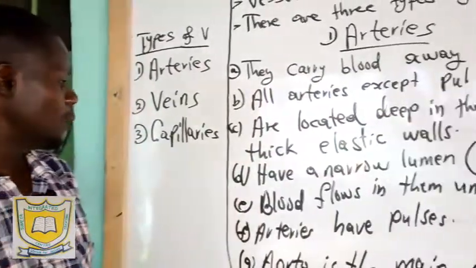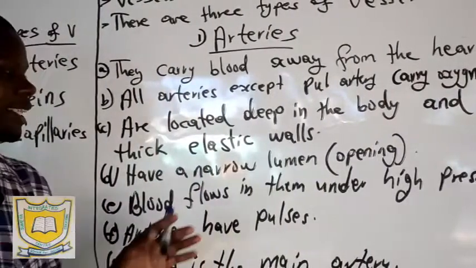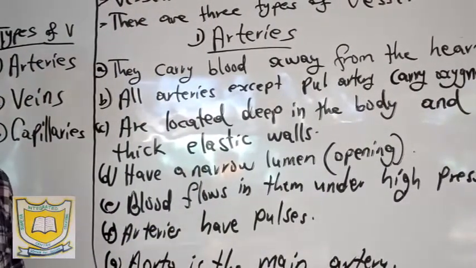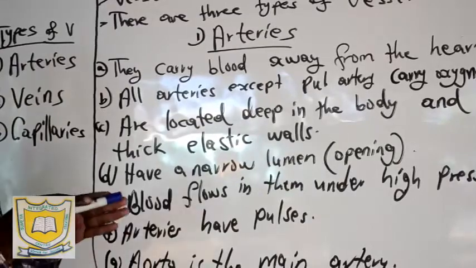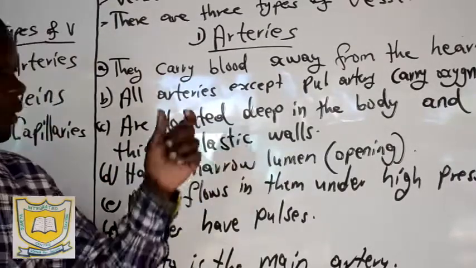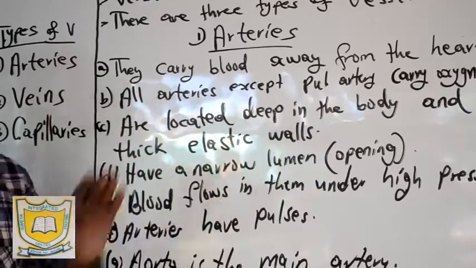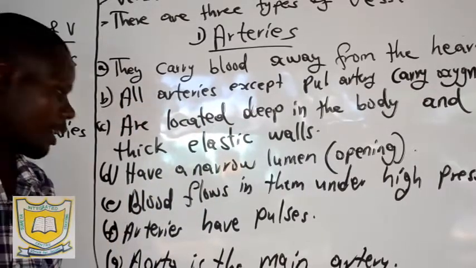Now D, we say that they have a narrow lumen. A lumen is an opening inside the vessel. So the opening inside the arteries is very narrow as you compare to other types of vessels. And then we say that blood flows in arteries under very high pressure.